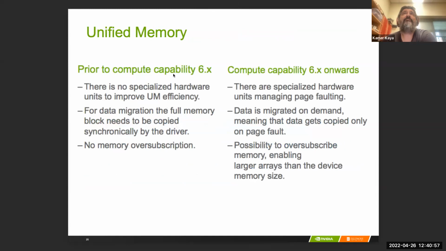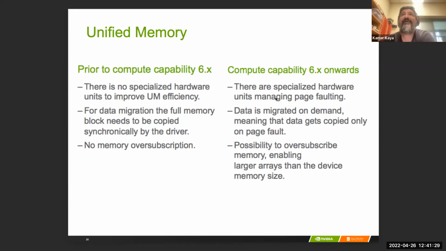So probably this will not be interesting for you because now we have CUDA 11, maybe 12, I don't know. Prior to compute capability 6.x, there are no specialized hardware units to improve unified memory efficiency. For data migration, the full memory block needs to be copied synchronously by the driver, and there is no memory oversubscription. This is really important.